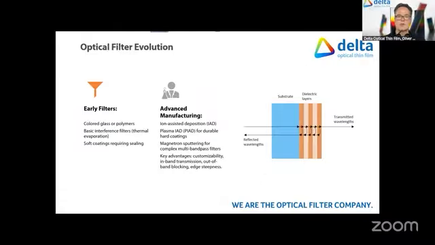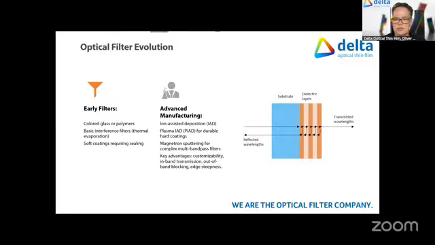So in parallel, over these decades, also the filter technology evolved considerably. In the, let's say, 60s or earlier, filters were very often made of colored glass or polymers. And then a few decades later, basic interference filters, that's when also Delta started working in that field, were made with thermal evaporation. These were soft coatings. They were not very durable and required sealing.